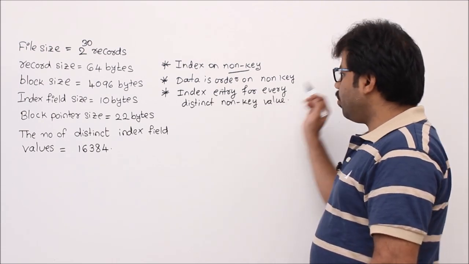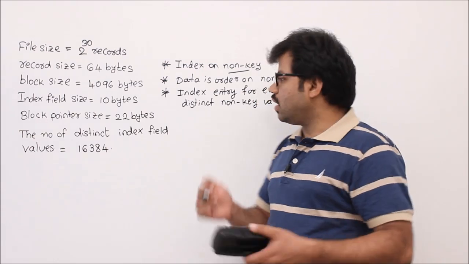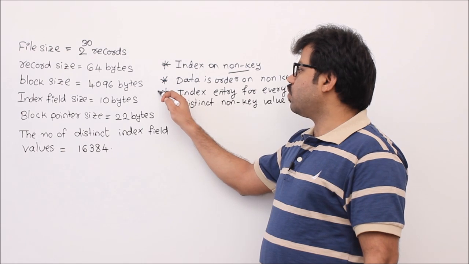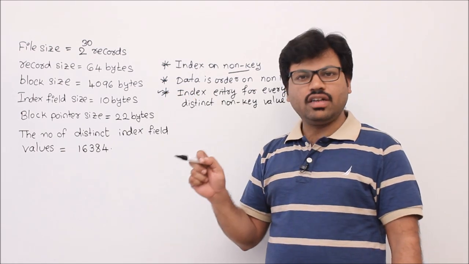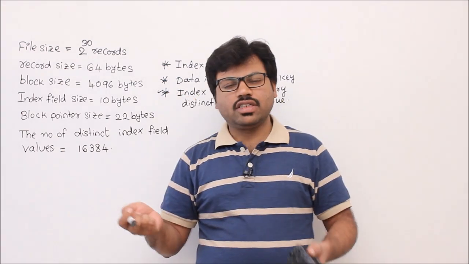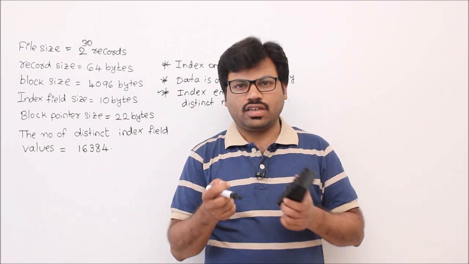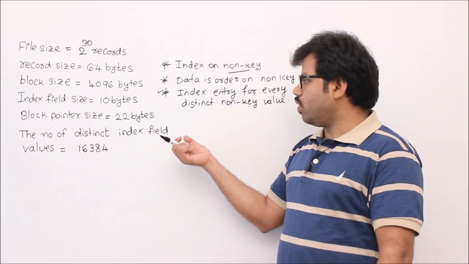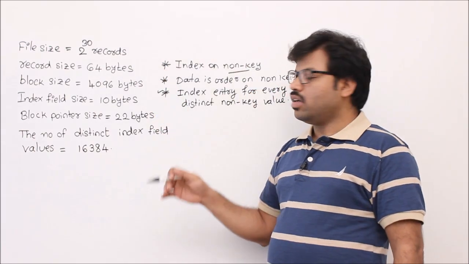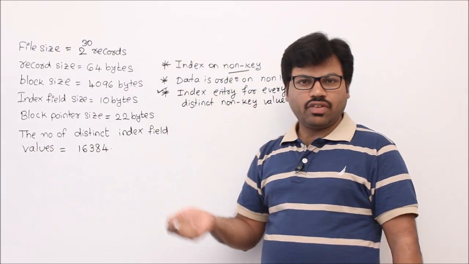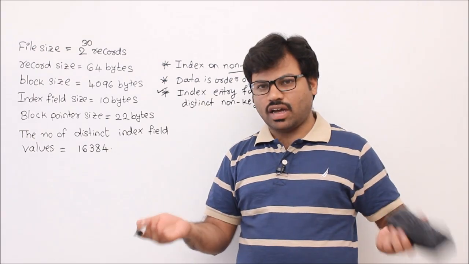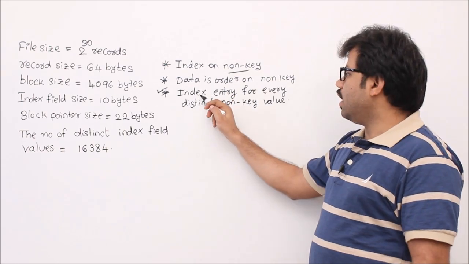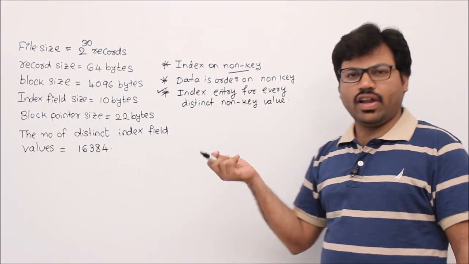Sir, in the exam, students immediately ask this question: if they don't mention anything, what to do? Better you prefer this one because it is the popular technique. Otherwise it will be ambiguous, we can't do anything, right? There are multiple ways in the exam. If they ask a question, then go with the popular way. That is the only thing we can do, the best thing from our side. So what is the best way of creating clustering indexing? An index entry for every distinct non-key value.